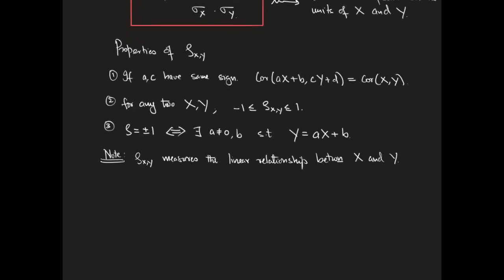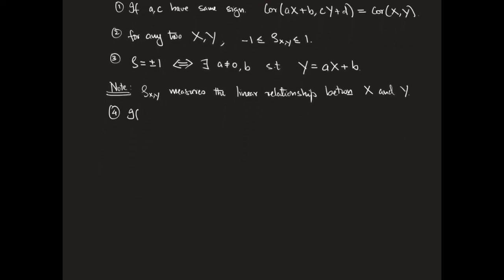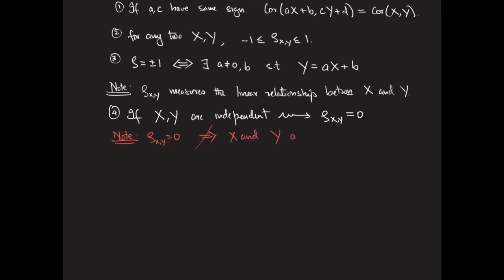Finally, it is important to note that if x and y are independent random variables, the correlation coefficient is going to be 0. Note, however, that the correlation coefficient equal to 0 does not imply that x and y are independent. In this scenario, all we can say is that x and y are uncorrelated. That is, there is no linear relationship between the two of them.